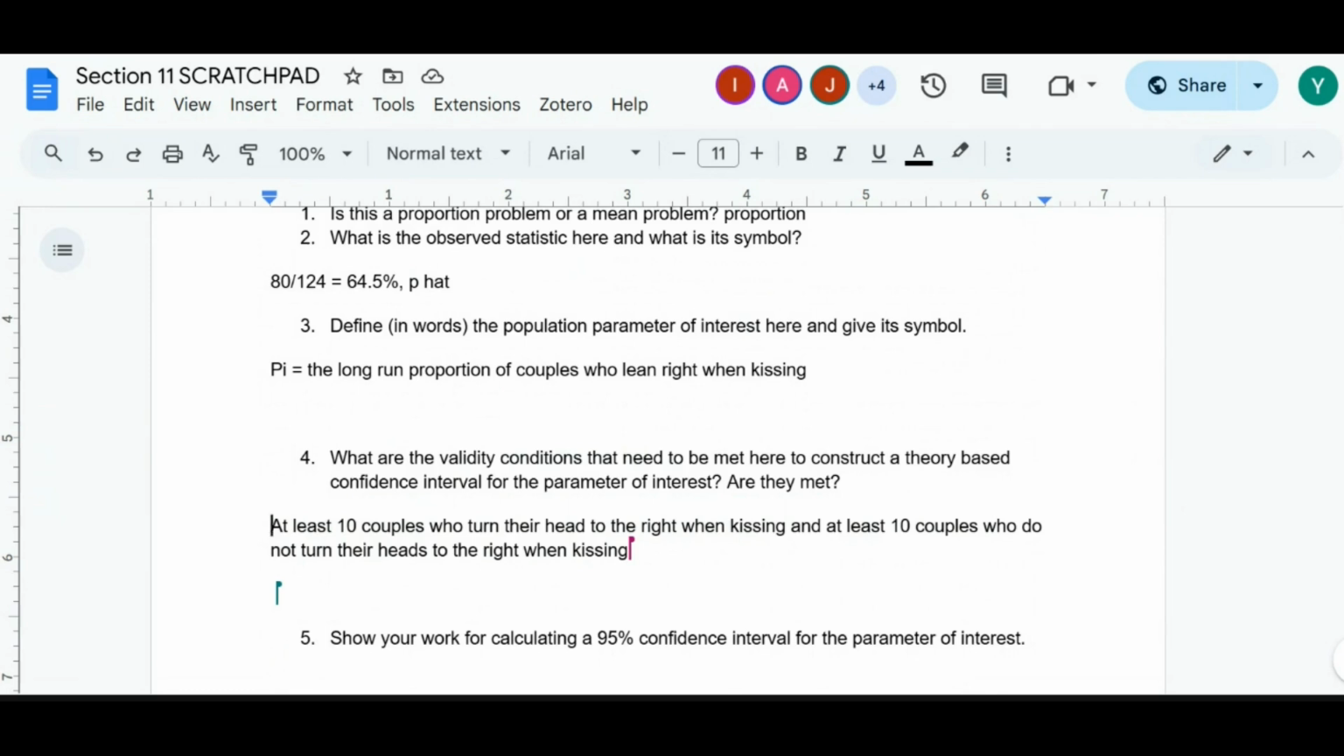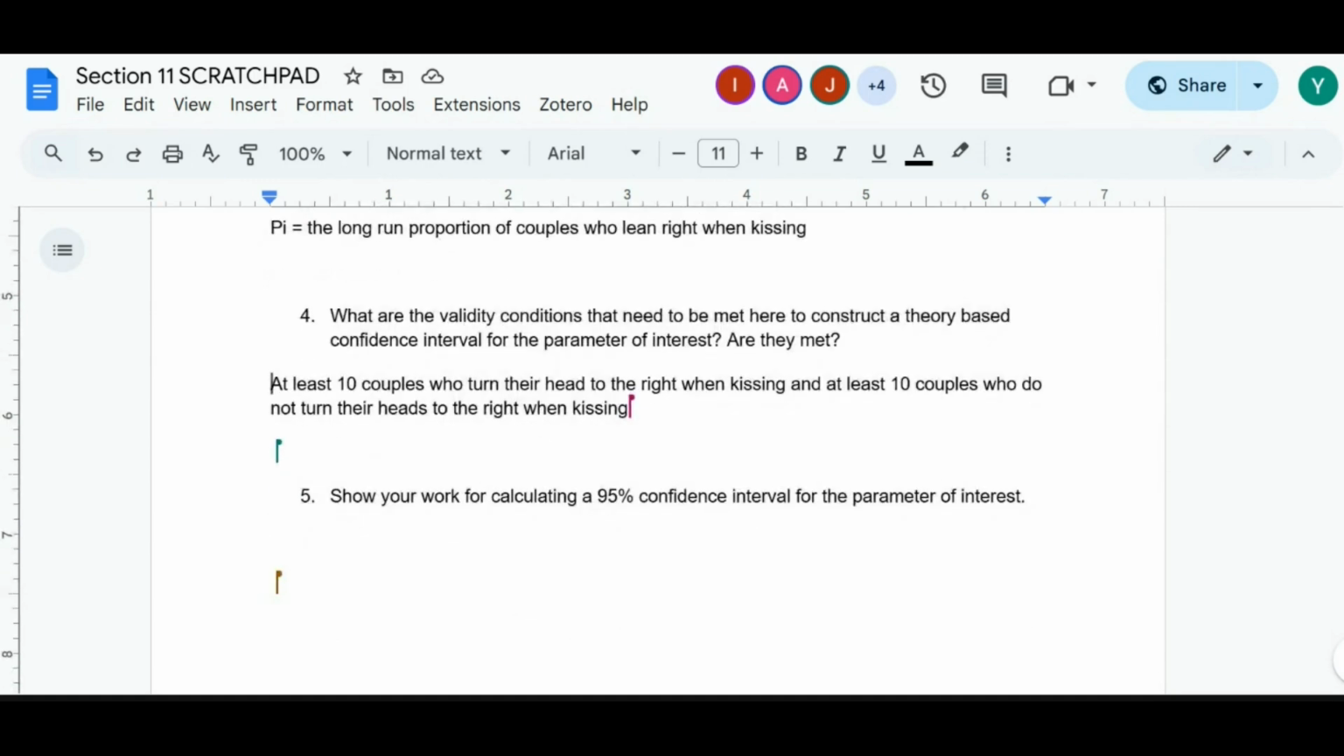And so N here is 124. It's not the number of people. There are twice the number of people, 248, but we are not interested in that. It's the number of couples because you observed the couple. You wanted to know if the couple lean right when they kiss. Because when you lean right, everyone has to lean right. You can't have one person leaning right and the other not. All right? So that's the point I'm trying to make. The observational units here are couples.